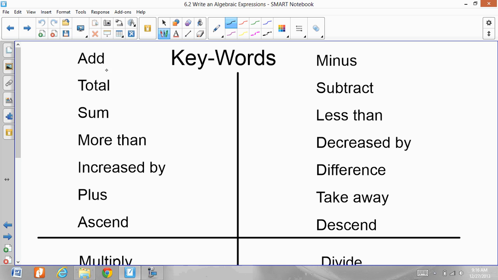The keywords add, total, sum, more than, increased by, plus, ascend. They all represent addition. Minus, subtract, less than, decreased by, difference, take away, descent, all represent subtraction. All these must be in your notebook.